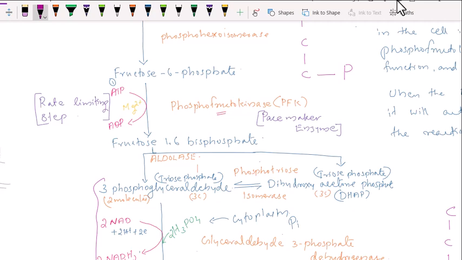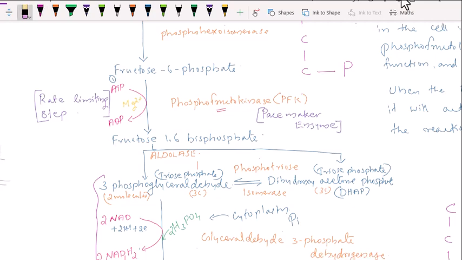This conversion, fructose 6-phosphate to fructose 1,6-bisphosphate, we can term as rate limiting. It is controlled by the enzyme phosphofructokinase. This enzyme gets activated when there is not sufficient energy inside the cell, when there is a deficiency of ATP. The enzyme gets activated and glycolysis will continue, so that through glycolysis the cell can produce more ATP.